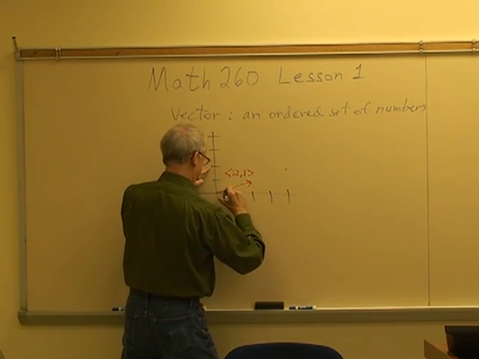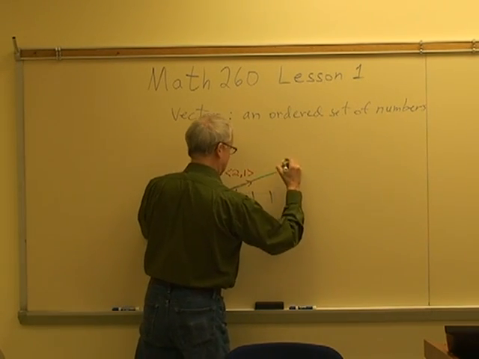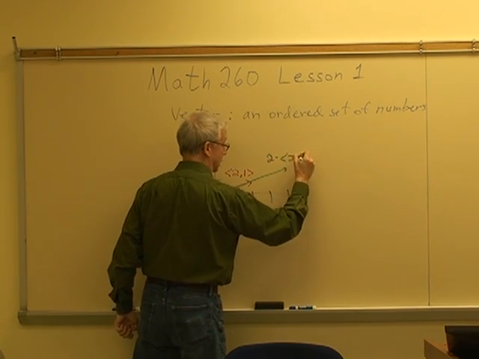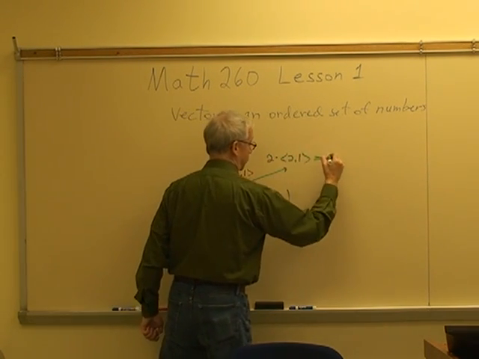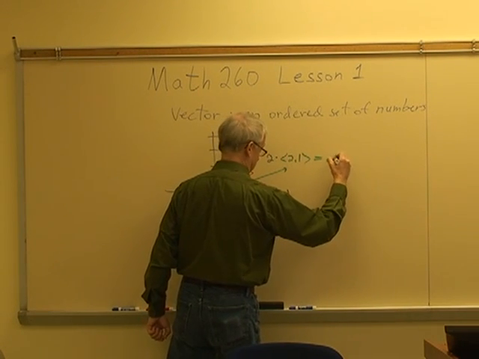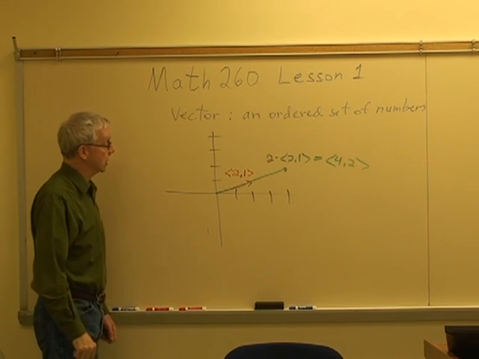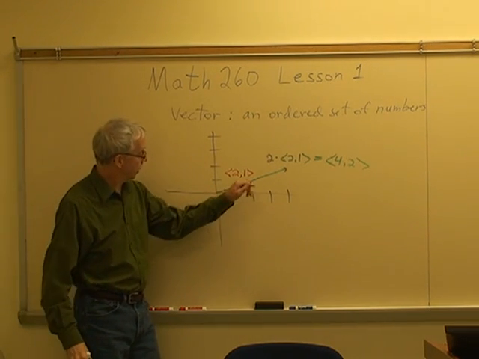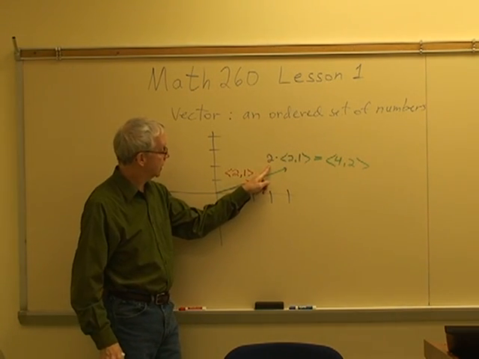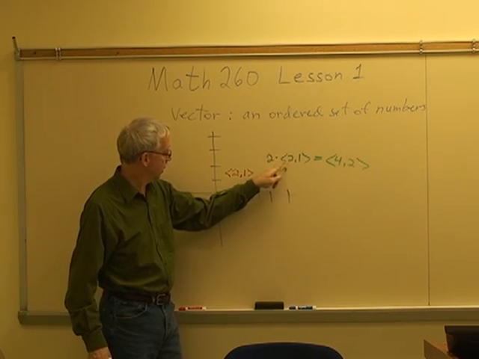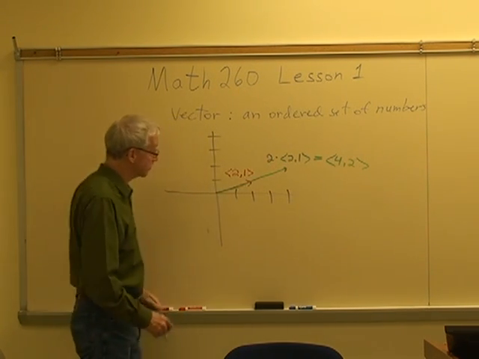So 2 times the vector 2, 1 gives me the vector 4, 2. Same direction, but twice as long. And notice how I accomplish it. I simply take the number and multiply it by each element. 2 times 2 is 4, and 2 times 1 is 2.